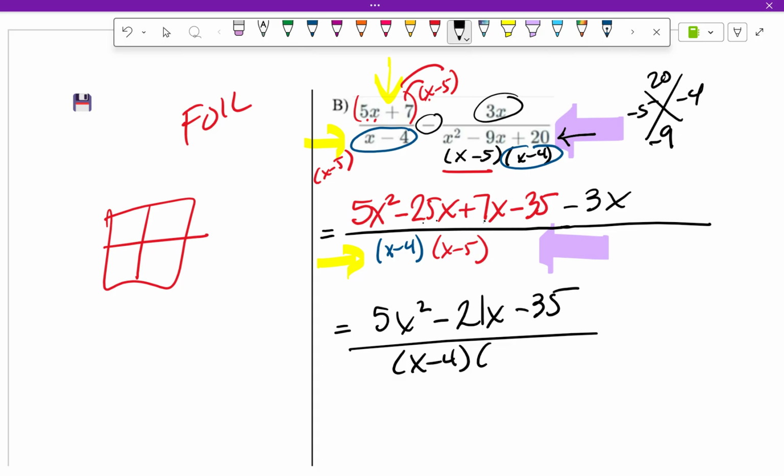Do not FOIL this denominator back together. If you make a mistake foiling it, I am not giving you the credit for that. You will lose points rather than gain points. So make sure that you just leave it factored. Any questions? All right, let me look and see what's left here. We still got something left.